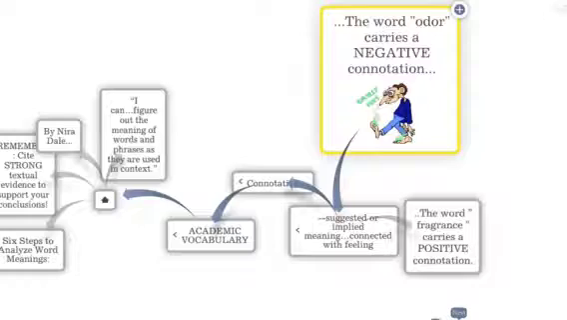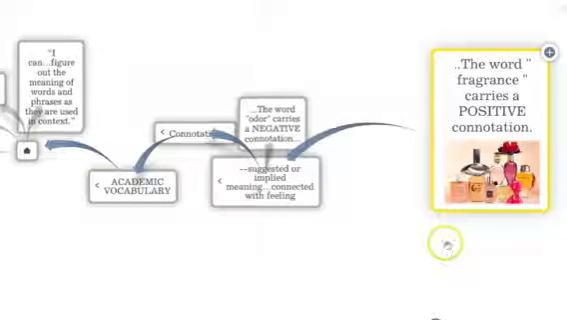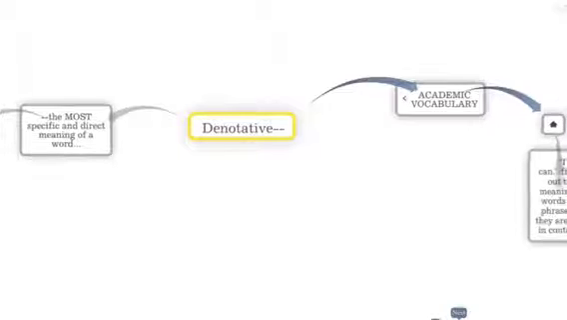So here is an example of a word that has a negative connotation. But then again, fragrance, which is also a word that is a smell, has a positive connotation. You think of flowers or perfume. So this is an example of a connotative word that is connected to something positive.